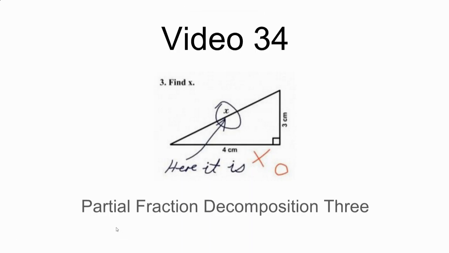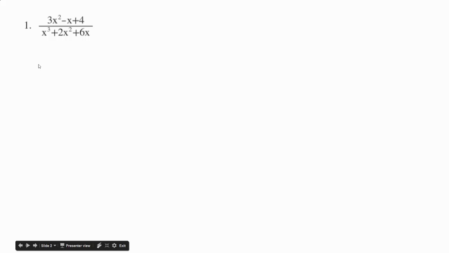Okay, so here is video 34. It's going to be partial fraction decomposition practice number 3. So here's the problem: 3x squared minus x plus 4 over x cubed plus 2x squared plus 6x.